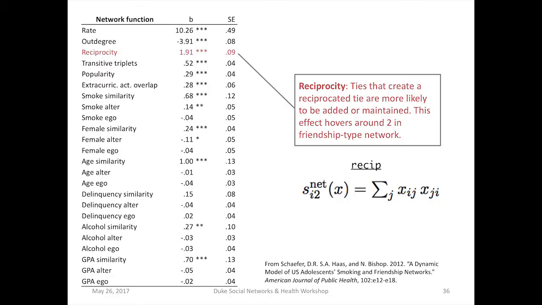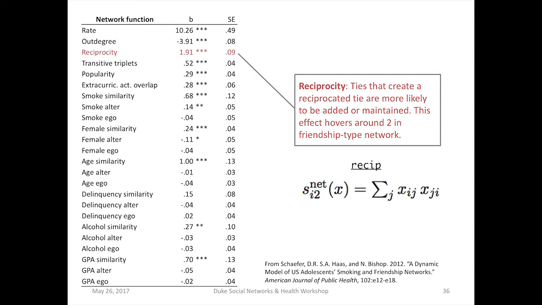All right, now let's get to some effects that are worth interpreting. Reciprocity, 1.9, that's a pretty common value within these friendship type networks. I'm just going to power through some of these that I think are more basic. But if you have questions, let me know.